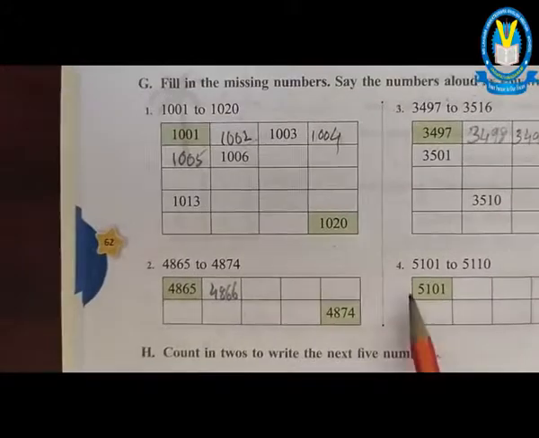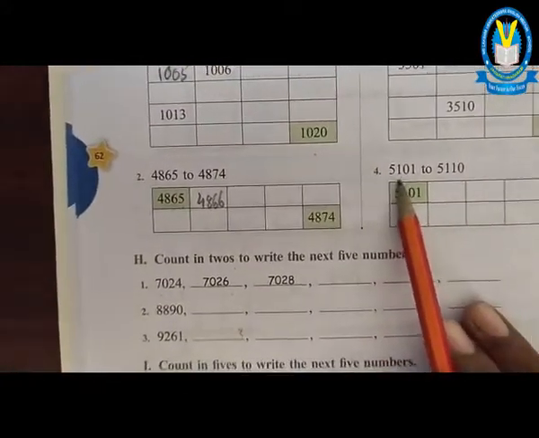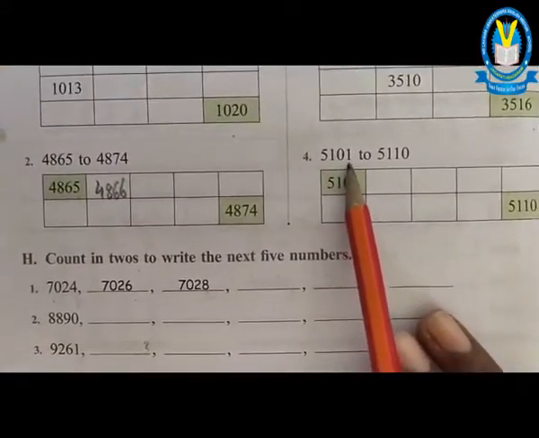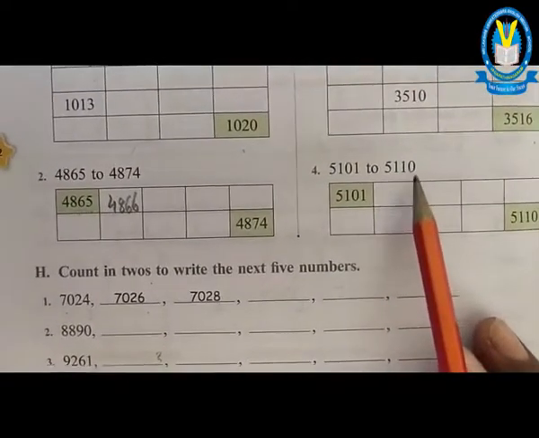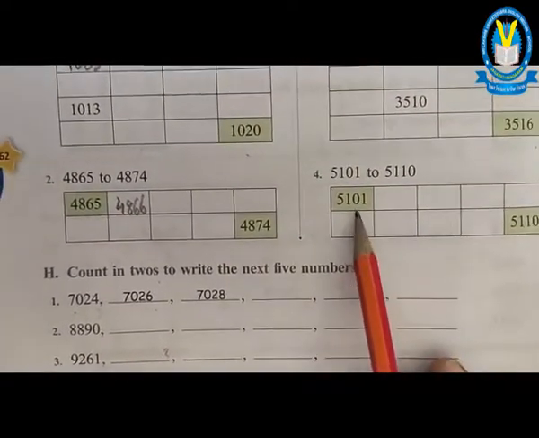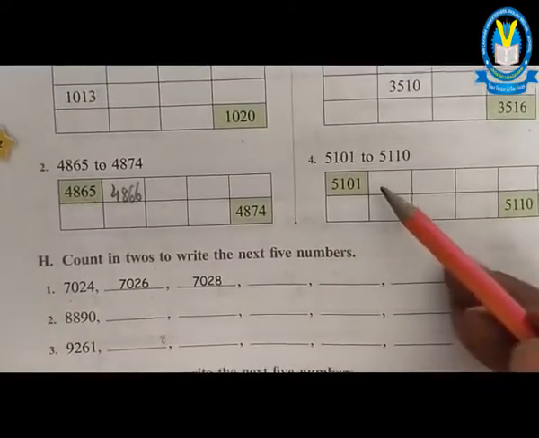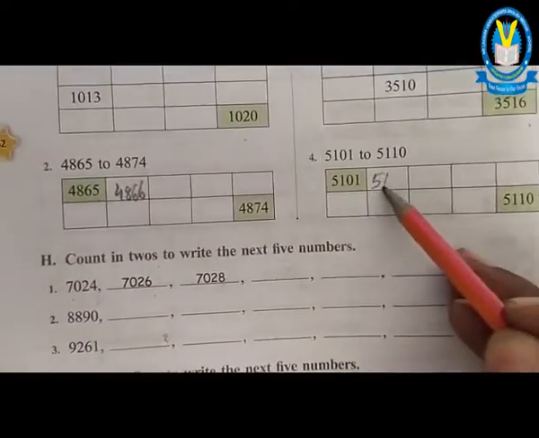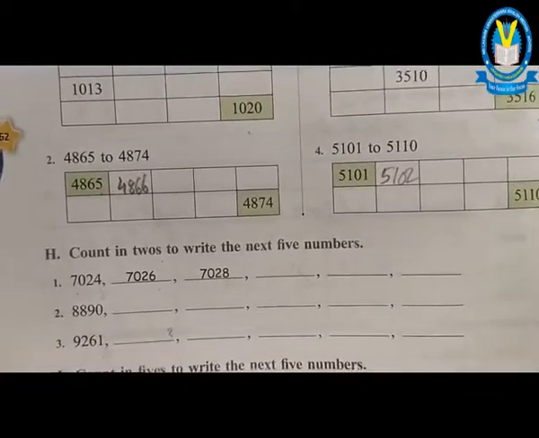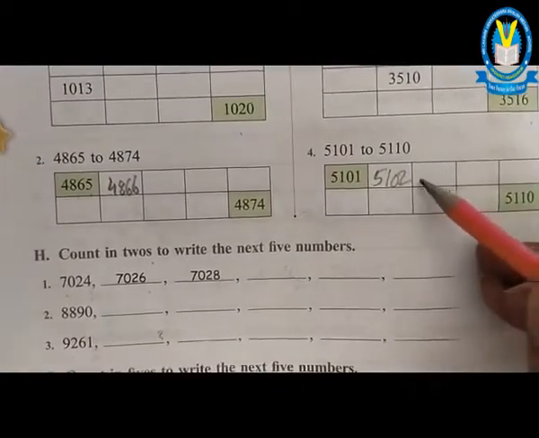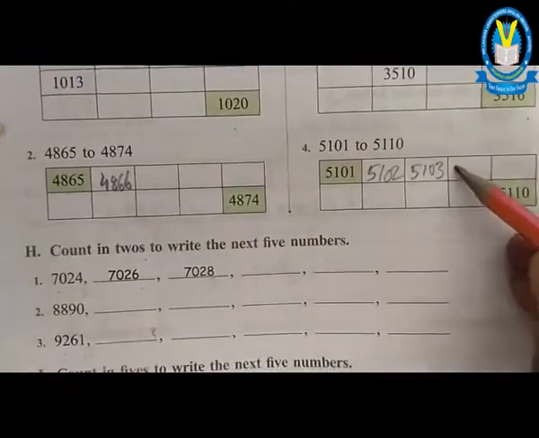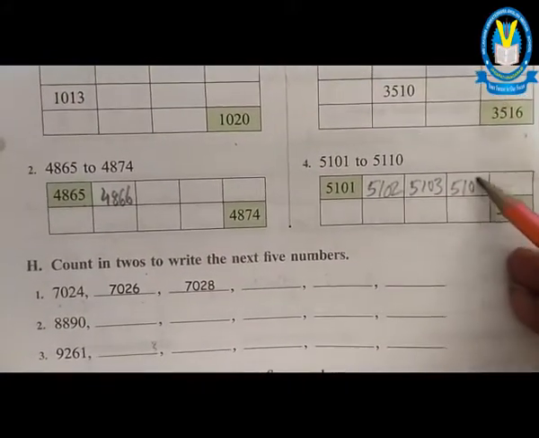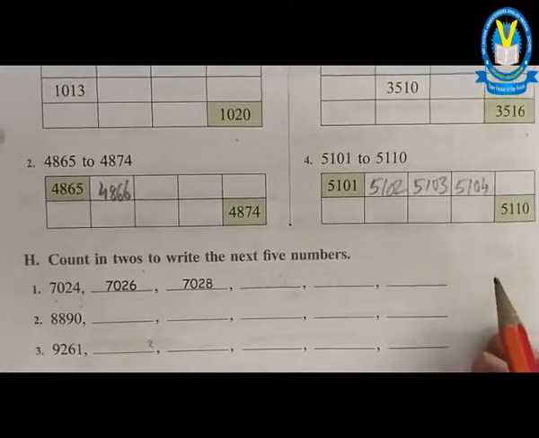See next one. The fourth one. 5101 to 5110. Already 5101 given. So the next number 5102. Okay, like that. 5103. Okay, next 5104. Like that. Okay.